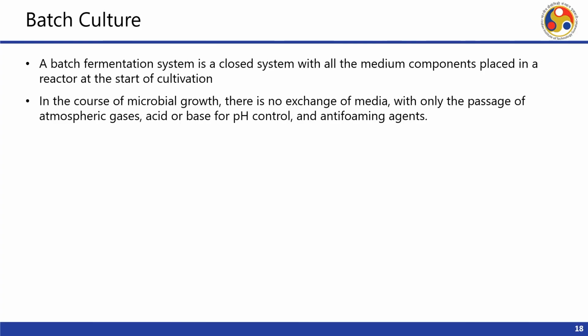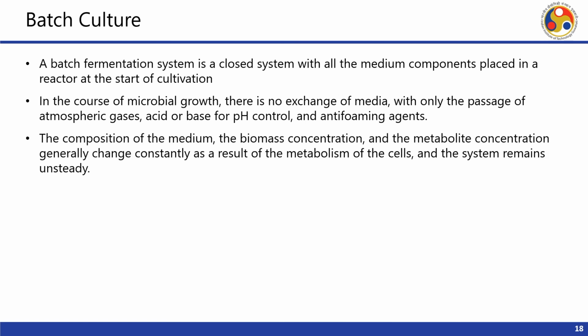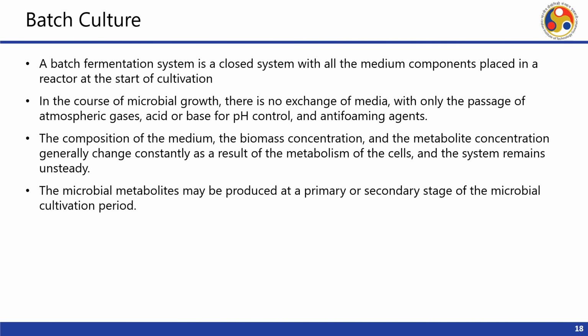A batch fermentation system is a closed system with all medium components placed in a reactor at the beginning of the cultivation. In the course of microbial growth, there is no exchange of media with only the passage of atmospheric gases, acid or base for pH control and the antifoaming agents. The composition of the medium, the biomass concentration and metabolite concentration generally change constantly as a result of the metabolism of the cells, and the system remains therefore unsteady.